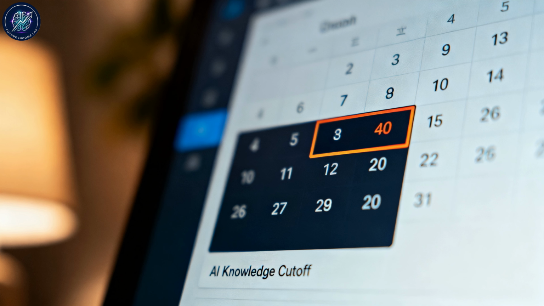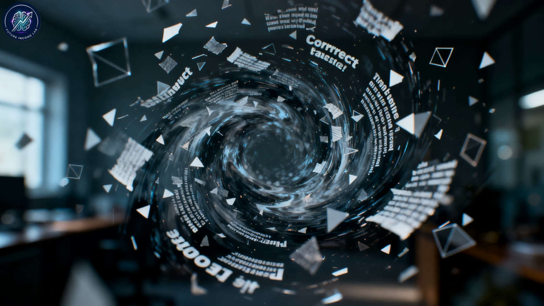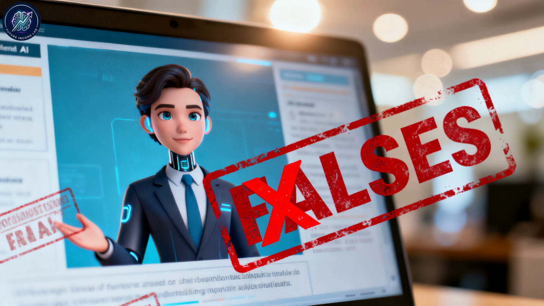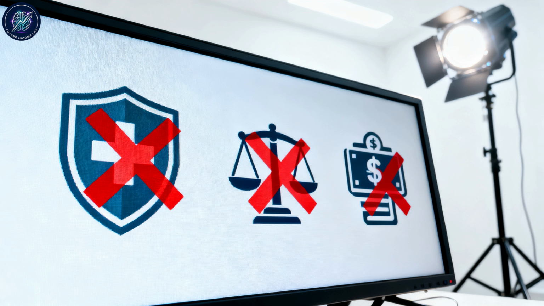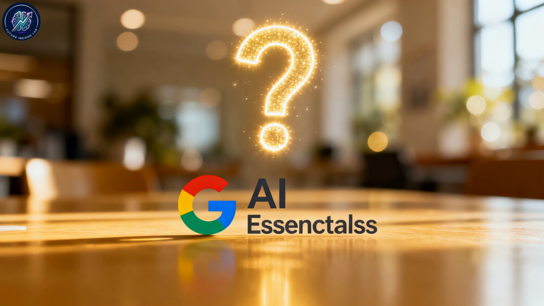Many AI models have a knowledge cutoff. If you ask about very recent events, AI may guess, leading to inaccuracies. Third, hallucinations. This is the dangerous one. Hallucinations mean AI gives confident answers that are completely wrong. Never trust AI blindly for medical, legal, or financial advice. AI is a tool, not a truth machine. Use it wisely. Now the big question, is Google's AI Essentials course worth it?